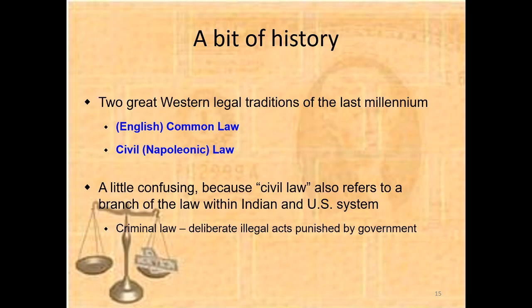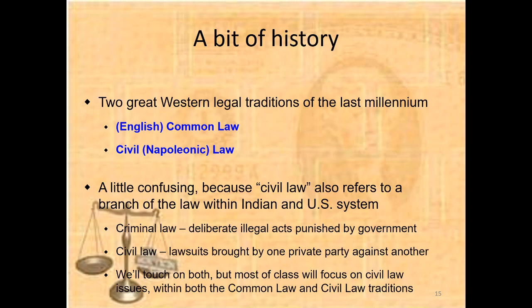So criminal law is a deliberate illegal act punished by the government, whereas civil law is a lawsuit brought by one private party against the other. And this is also a subset of the common law, because William Blackstone called it right and wrong. So right and wrong is the origin of civil and criminal procedure, which was formed in the English common law, which has subsets like criminal law as well as civil law. Civil law is a lawsuit brought by one private party against the other private party, whereas criminal laws are lawsuits brought by the state, or the government, against the defendant. All right, so we will touch on both, but most of the class will focus on civil law issues within both common law and civil law traditions.